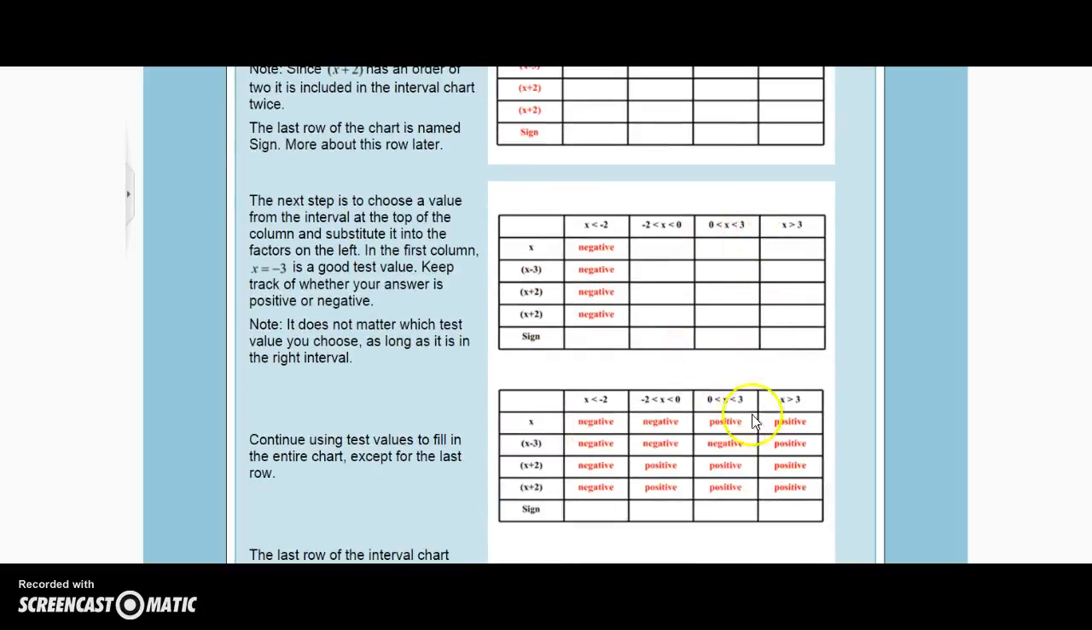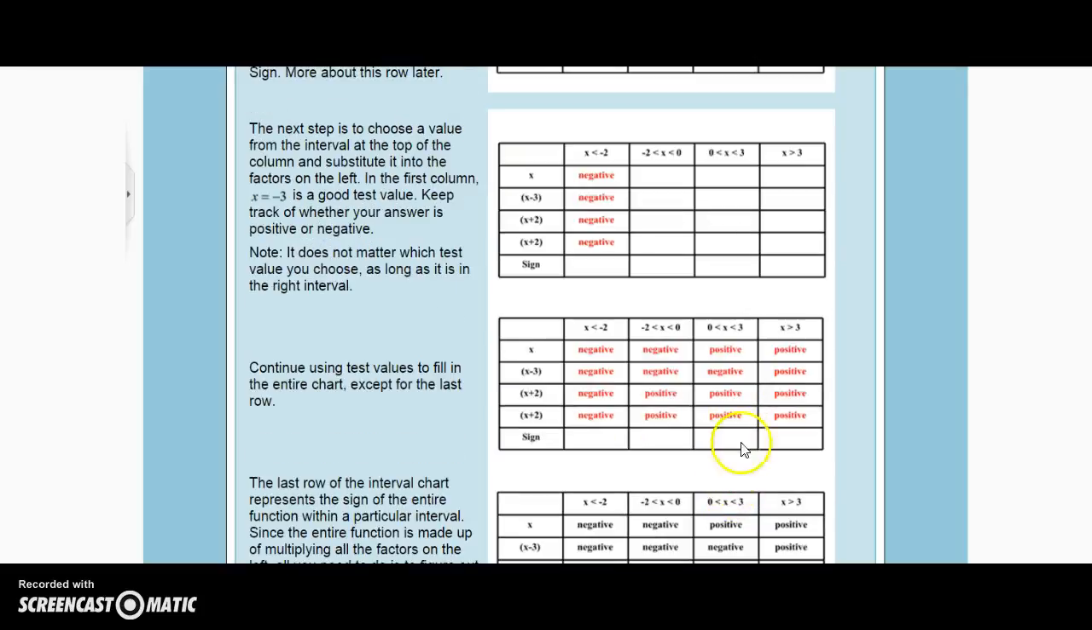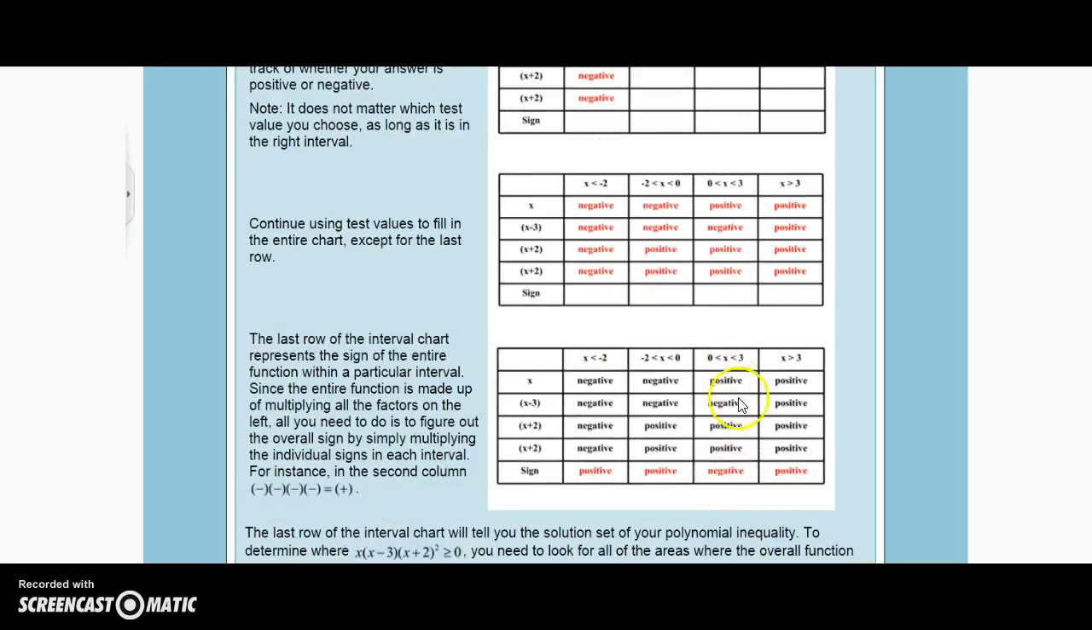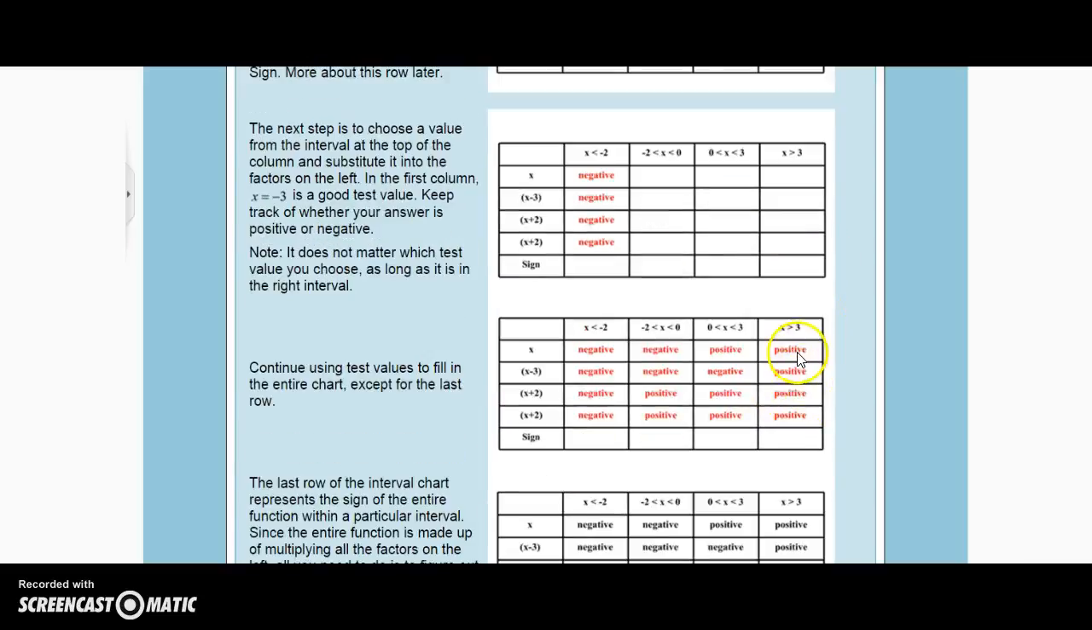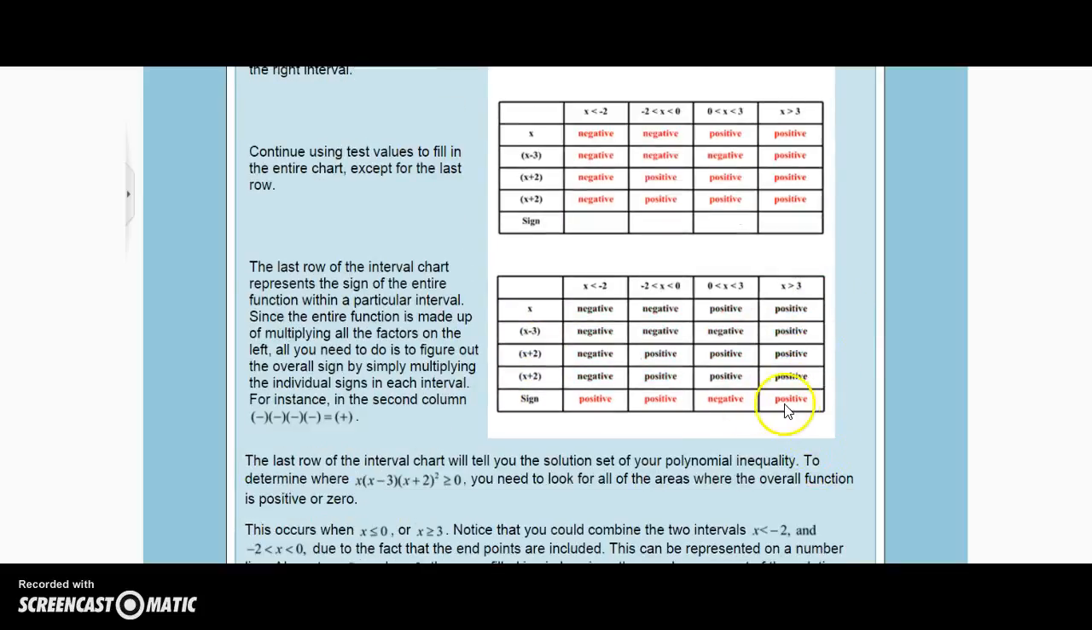It doesn't matter. If I use 2, 2 is positive. 2 minus 3 is negative. 2 plus 2 is positive. 2 plus 2 is positive. Now I have a positive, a negative, a positive, a positive. When I multiply all those together, I get a negative. And then here, greater than 3, use 4: everything's positive, therefore positive. So overall, this interval is positive, this interval is positive, this interval is negative, and this interval is positive.